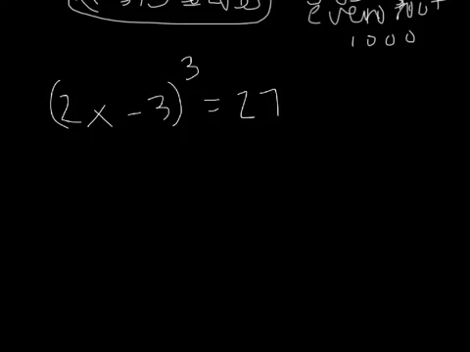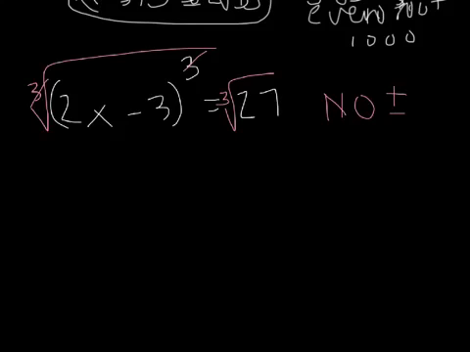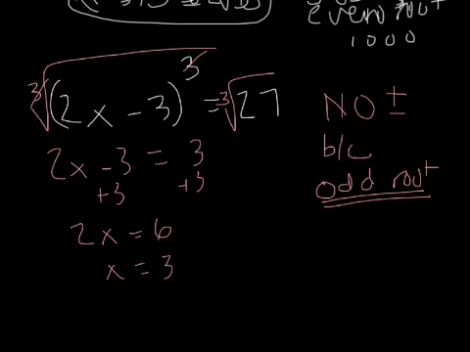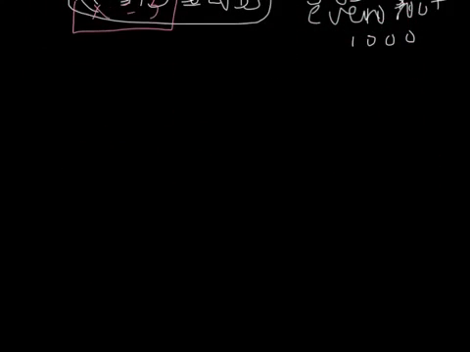The first step to solving this equation is take the cube root of both sides. So right here, what we see is no plus minus because it was an odd root. So then to finish this equation, we have the cube root of 27 is 3. When you add 3 to both sides, you have 6. Divide by 2 and you have 3. Okay, let's just do one or two more.